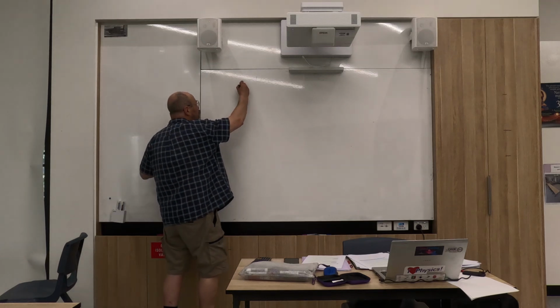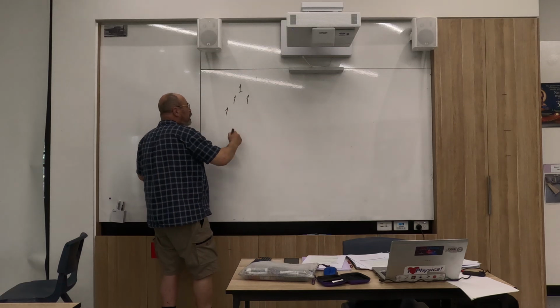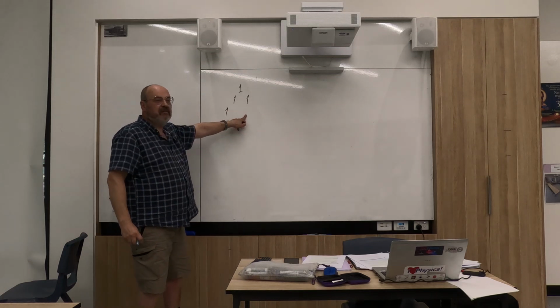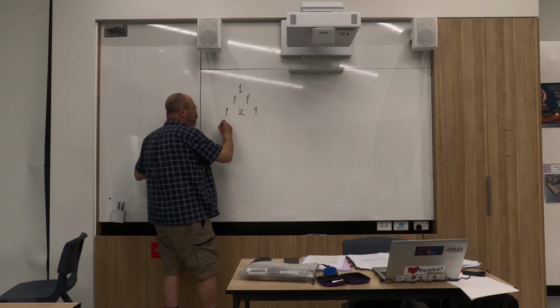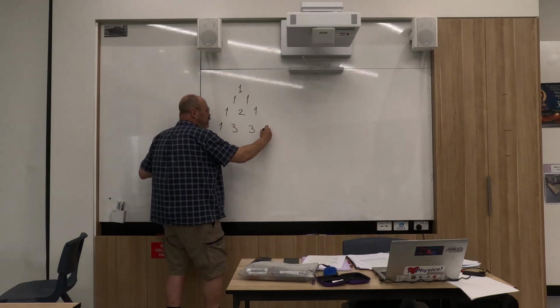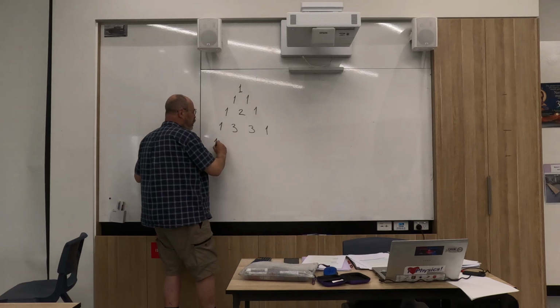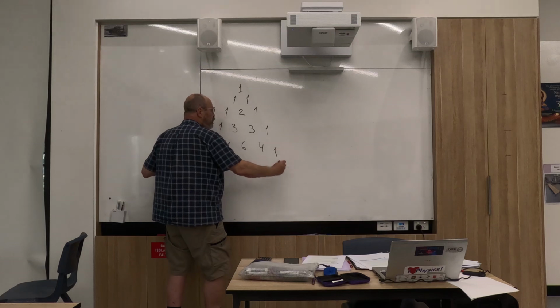We start with 1, 1, 1. How do we get the next number here? We add these two and put the result in between. So we get 1, then 1 plus 2 is 3, 3, 1, then 1, 4, 6, 4, 1, and so on.